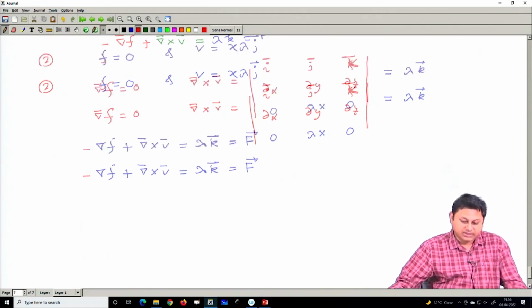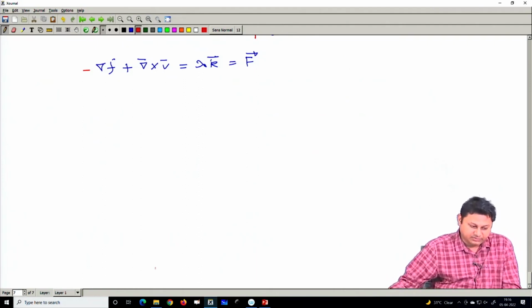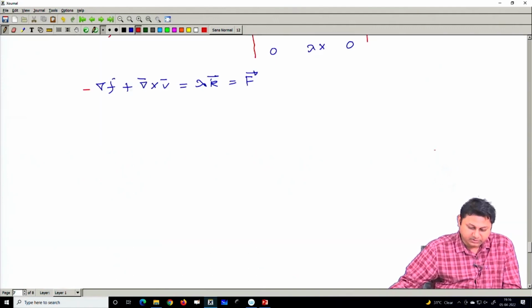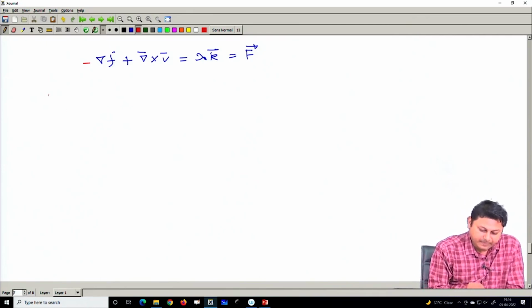So we can see that two different choices can give the same result. Now let us go to Helmholtz's theorem, the statement rather. So again I am writing here.